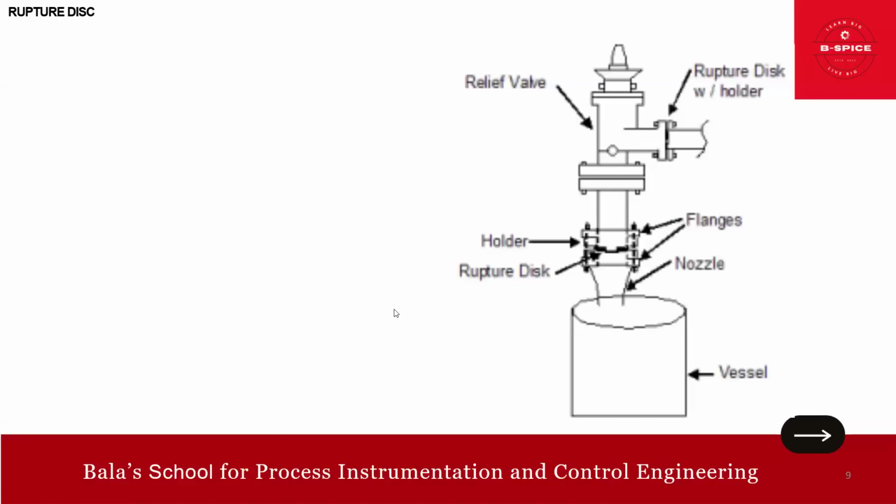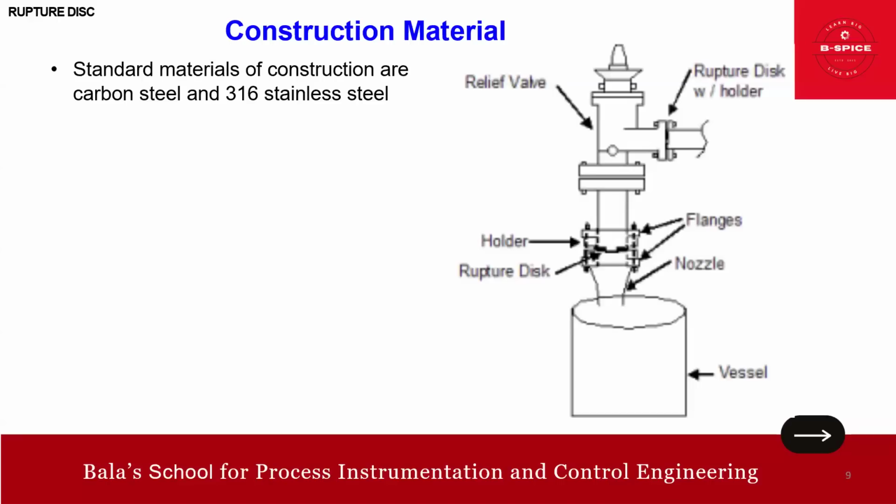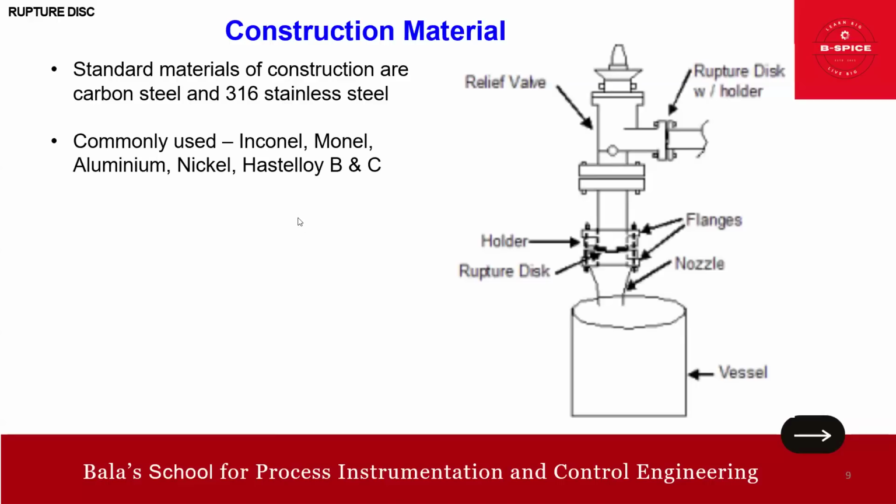Right, good. Now we go into the construction. Standard materials of construction are carbon steel and sometimes stainless steel for corrosive service. If it is more corrosive, then we go with Inconel, Monel, aluminum, nickel, Hastelloy B and C. And less commonly, very rarely, for very highly corrosive service, maybe we can go for gold, titanium, platinum, silver, like that. So this is about the construction.